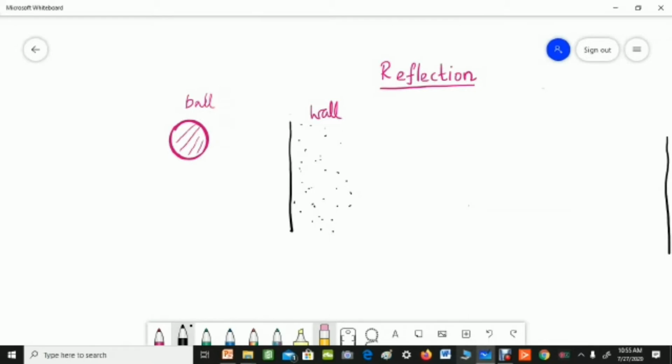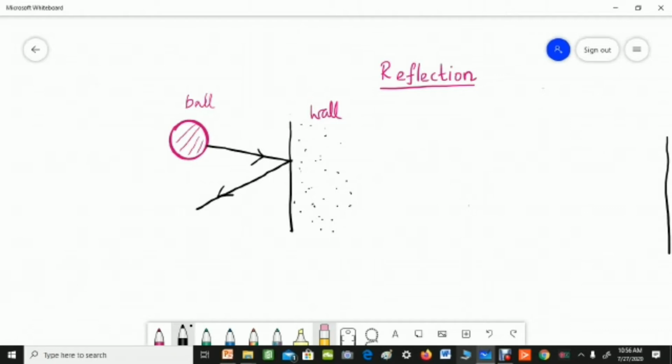Today we are going to learn more about reflection of light. What happens when you throw a ball at a hard surface? The ball bounces off the surface and changes its direction of motion.